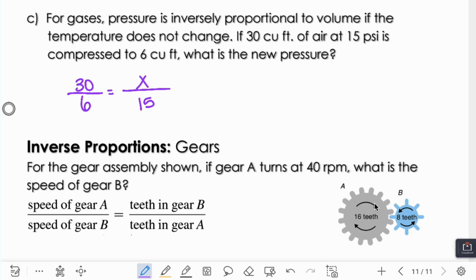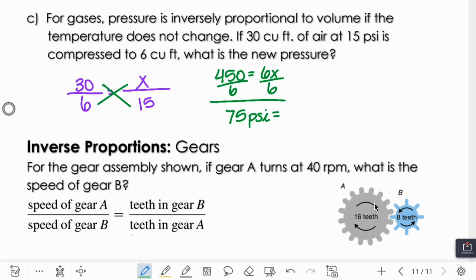So I'm going to go ahead and find my cross products. 30 times 15 is 450. 6 times x is 6x. Then I'm going to divide by 6 on both sides of my equation. And I'm going to get 75, and this was, what is the new pressure? So it's PSI. So 75 PSI is equal to X. Okay.